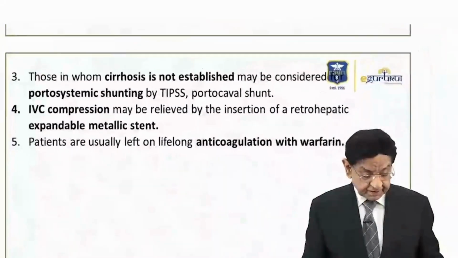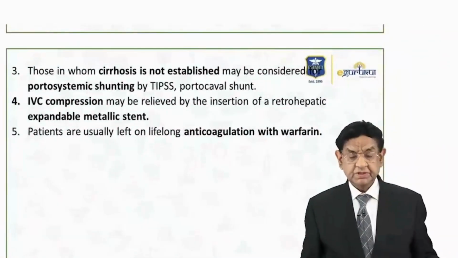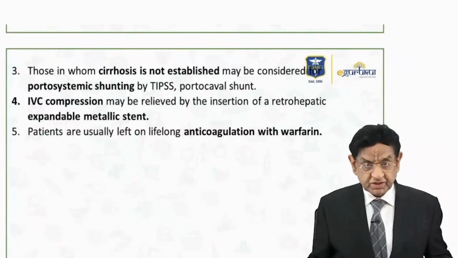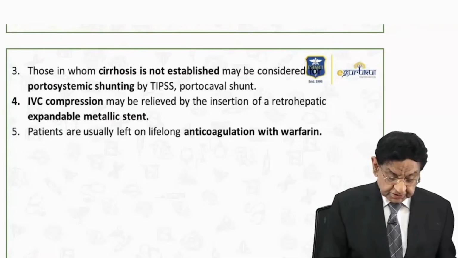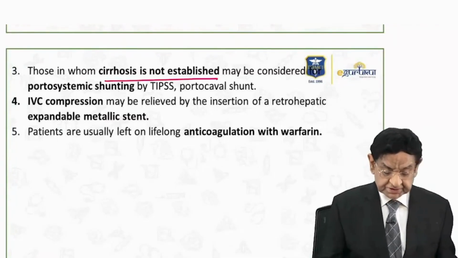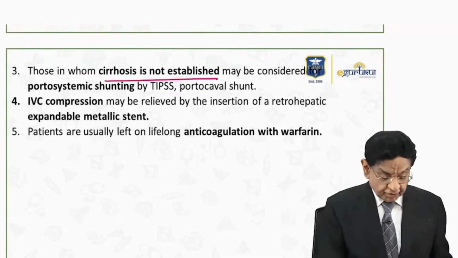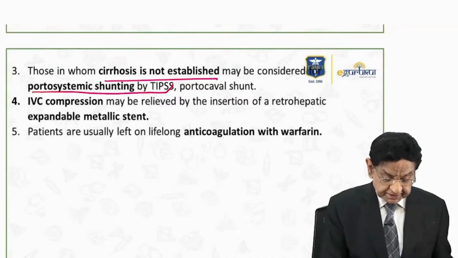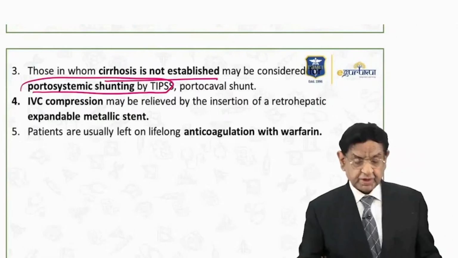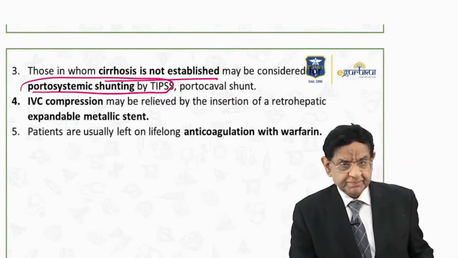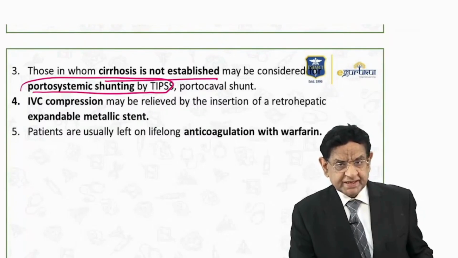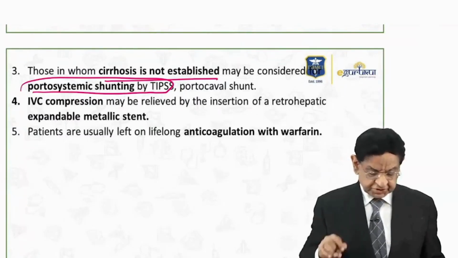But in those where the fulminant liver failure is not there and cirrhosis is not yet established, then we can go for portosystemic shunt, TIPS or portocaval shunt. Any other shunt we can do there. That means in stable cases, where the acute fulminant failure is not there, then we can plan for the shunt surgery.